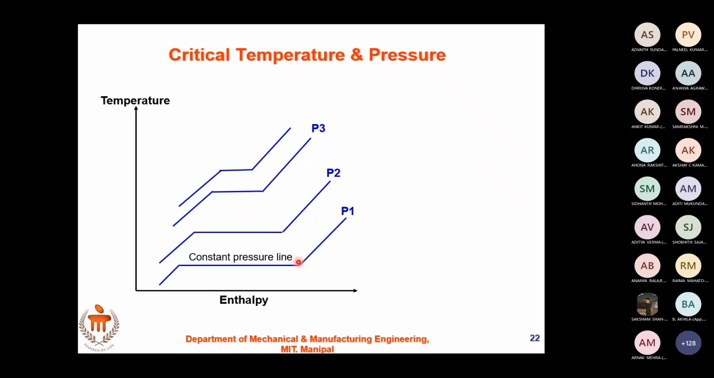If you are boiling your water at pressure P1, how much energy are you consuming only for the conversion of the phase? Here you see, if you slightly increase the pressure, the amount of energy is reducing. So ideally, do you want your boilers to operate at higher pressure or lower pressure?